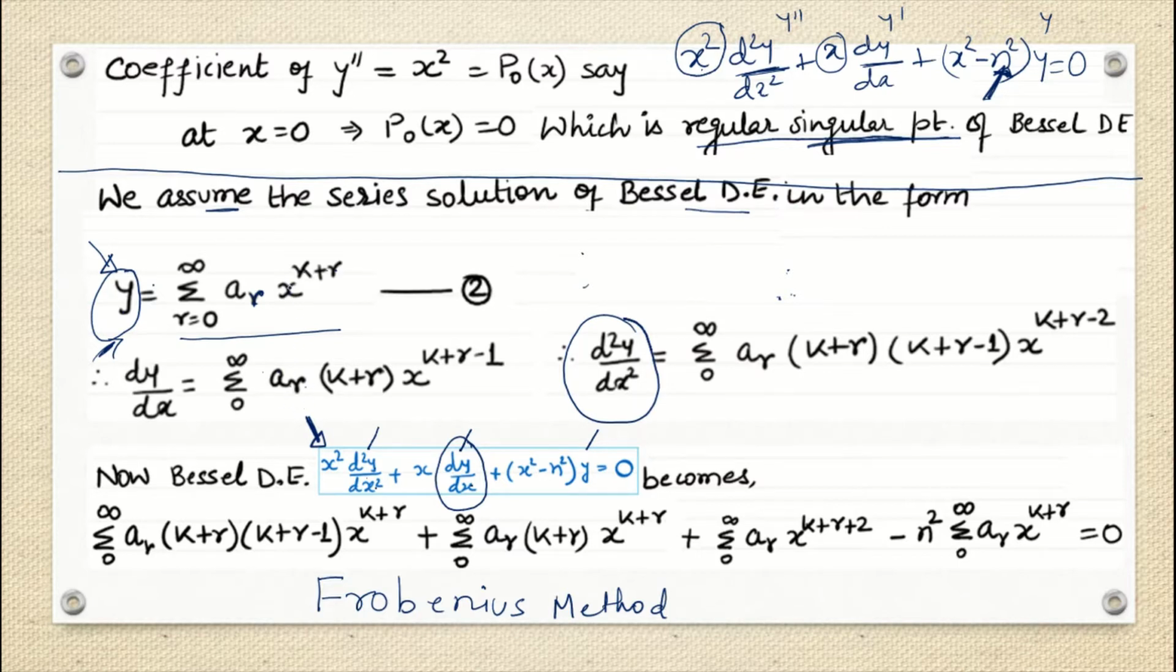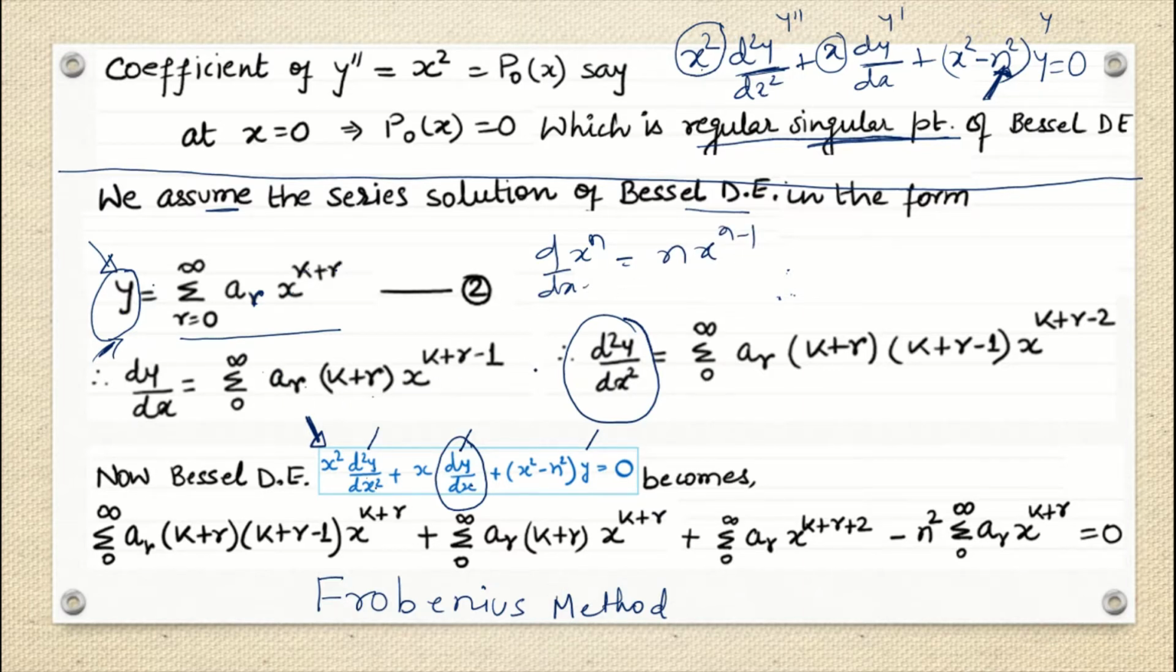Now, x to the power k plus r, x is my variable, correct? So if I'm finding d by dx of x to the power k plus r, it will give me k plus r and then x to the power k plus r minus 1. Right, we know these things, correct? This is nothing but n x to the power n minus 1, right? So the same pattern we have followed here.